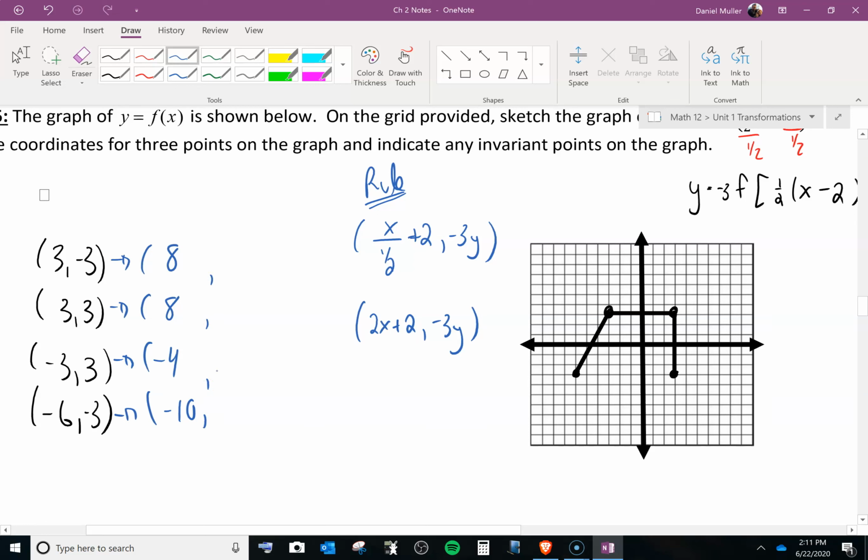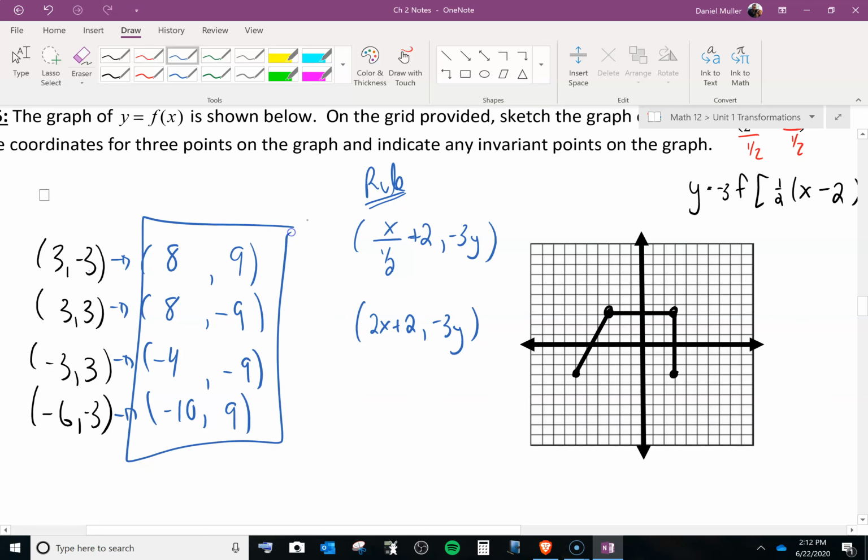And then y, I'm timesing it by negative 3. So negative 3 times negative 3 is 9. 3 times negative 3 is negative 9. And then again, 3 times negative 3 is negative 9. And negative 3 times negative 3 is positive 9. So these are my new points.